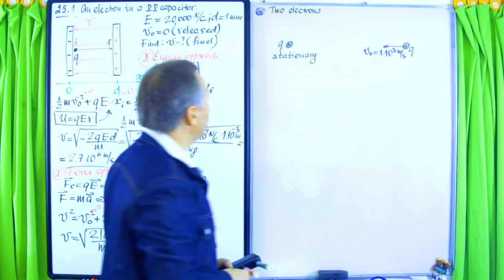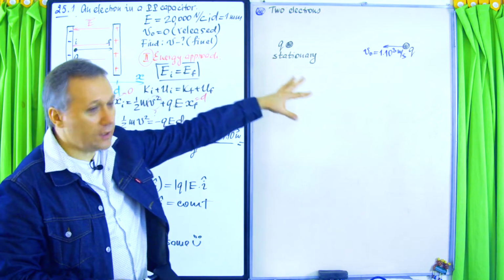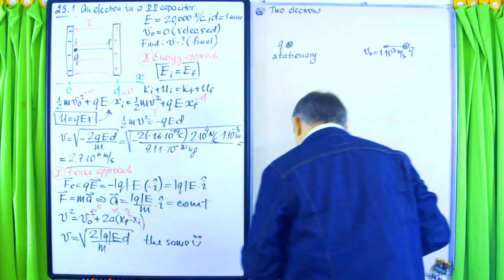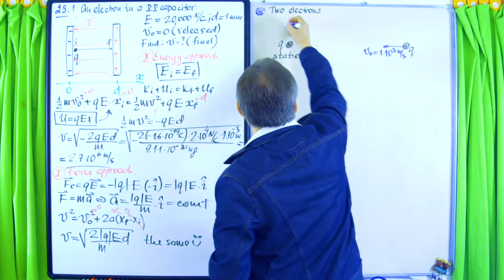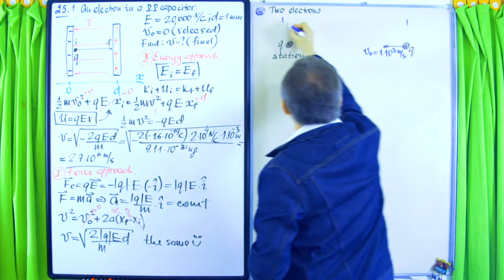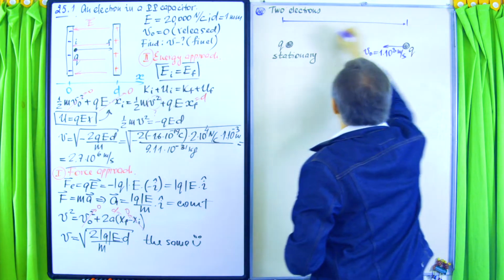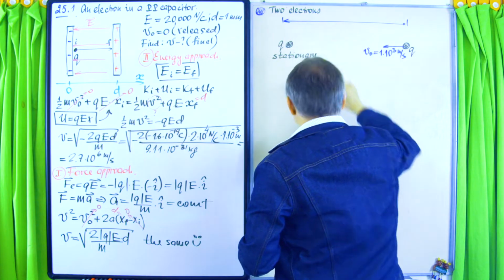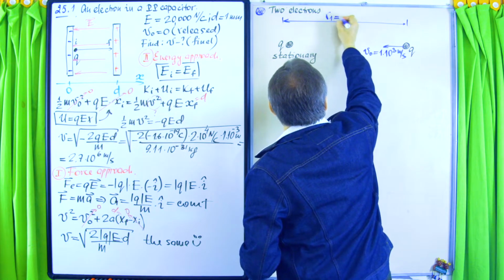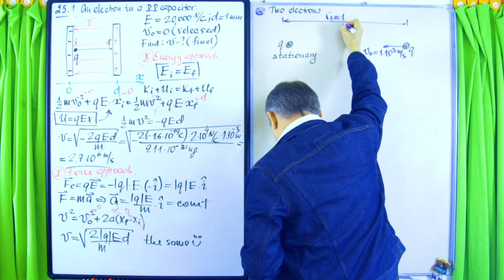So then what else is given? At the initial position, at this moment of time, the distance between electrons is given. So this distance is given, and let me label it as R1. R1 is 1 millimeter.